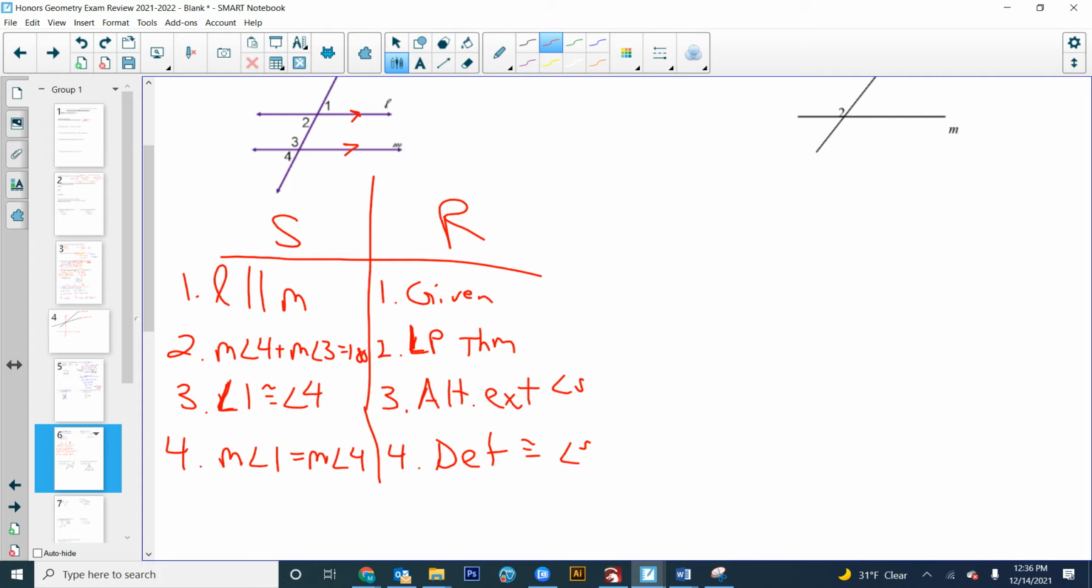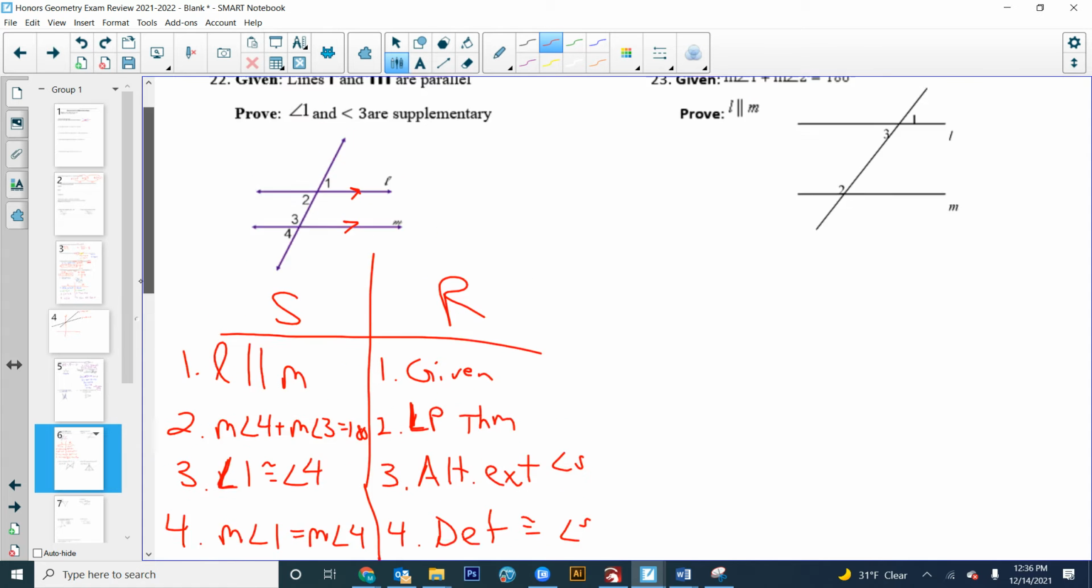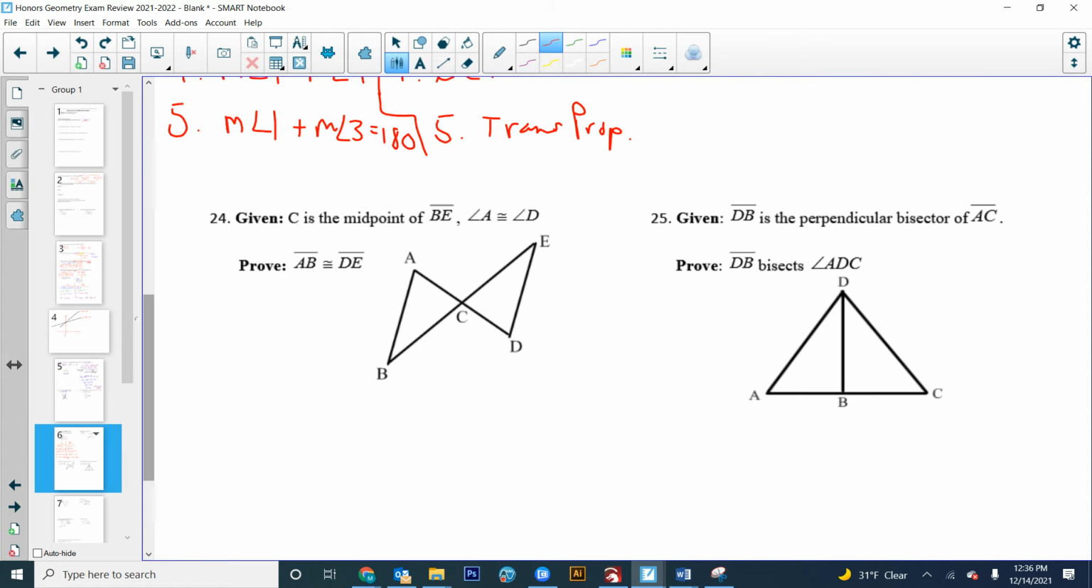Okay. And I did measure of angle 1 plus measure of angle 3 equals 180 degrees, transitive. Transitive or substitution in this case would be fine. And then I just said angle 1 and angle 3 are supplementary. Perfect.